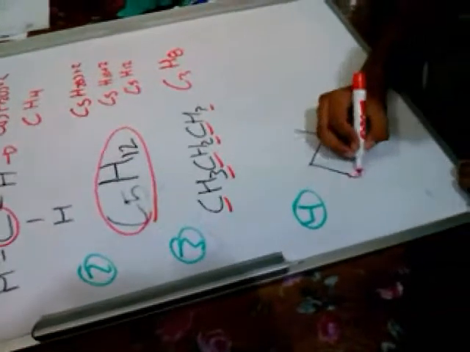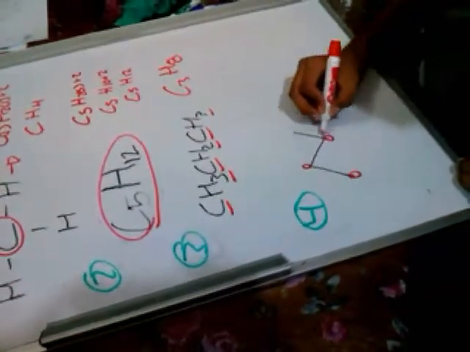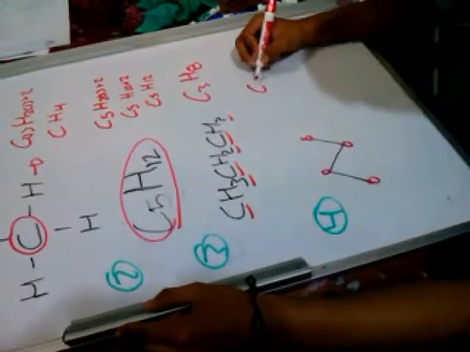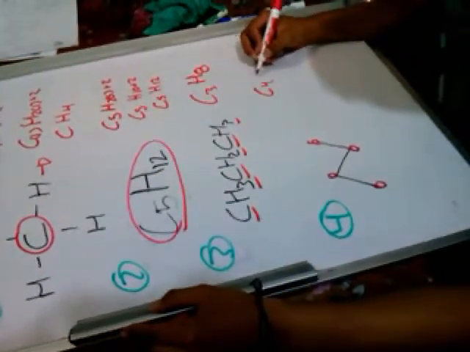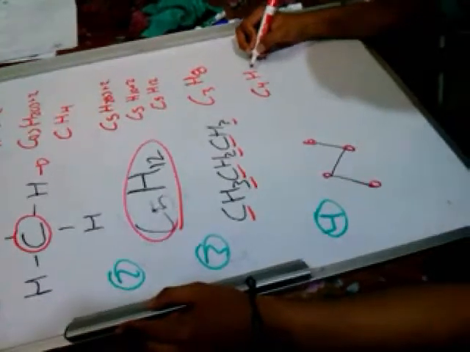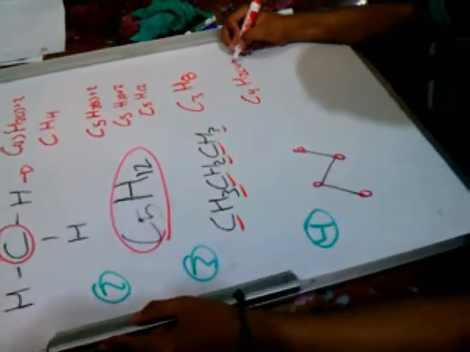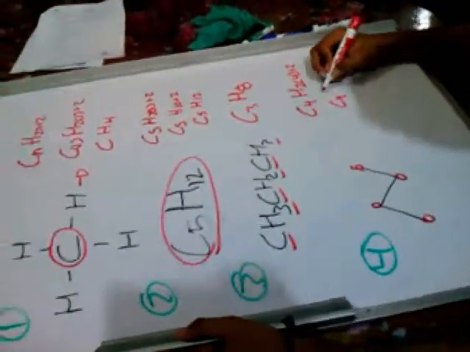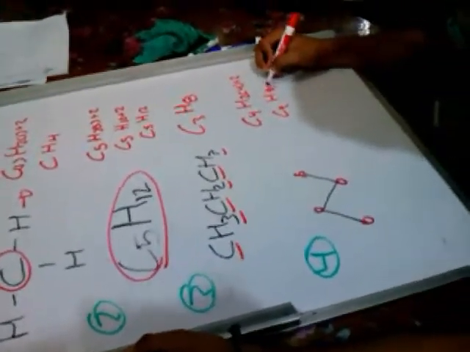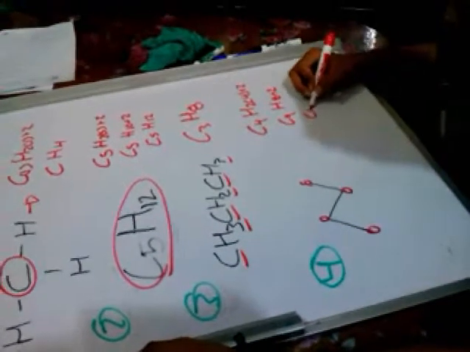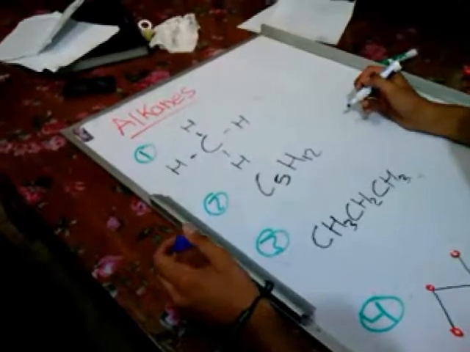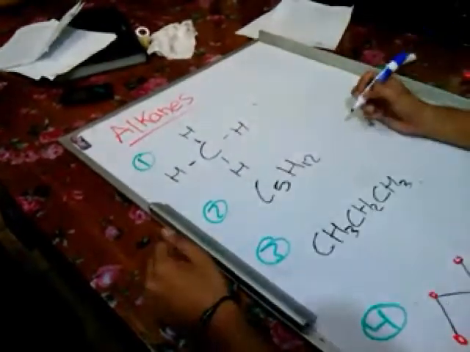And in the last, we see that we have 4 carbons. That will be C4, and the formula states 2 times 4 plus 2, so C4H8 plus 2, C4H10. To name alkanes, first you need the number of carbons.